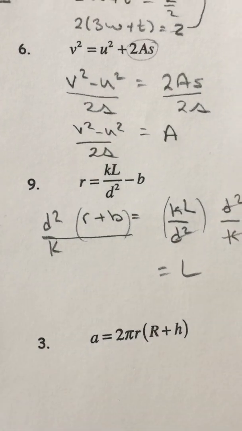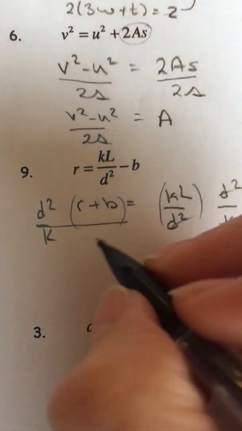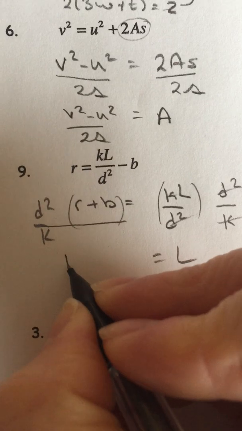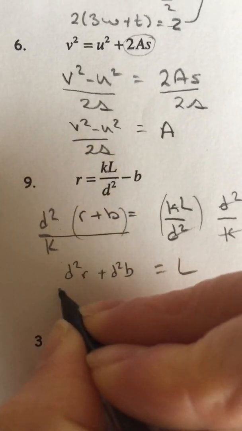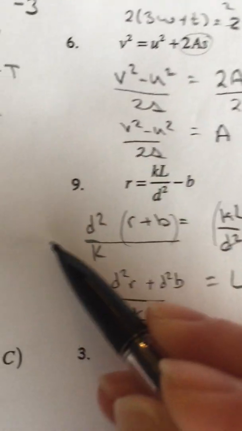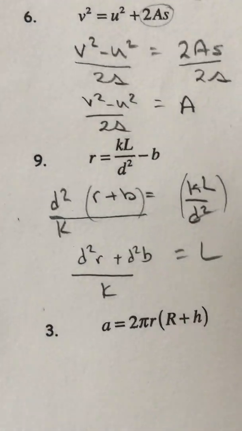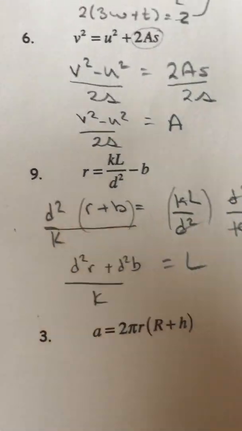bar all the way across and leave that as an answer, or you could distribute through the top: D squared R plus D squared B all over K. Either one of these is fine. I would put the bar across though.